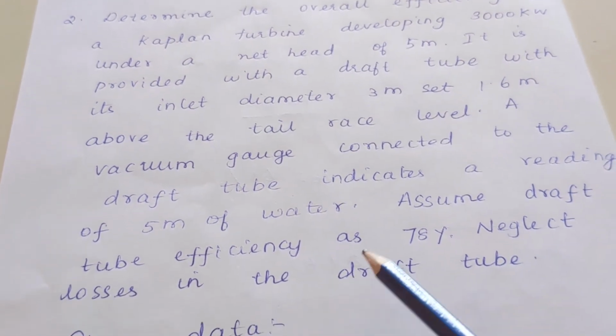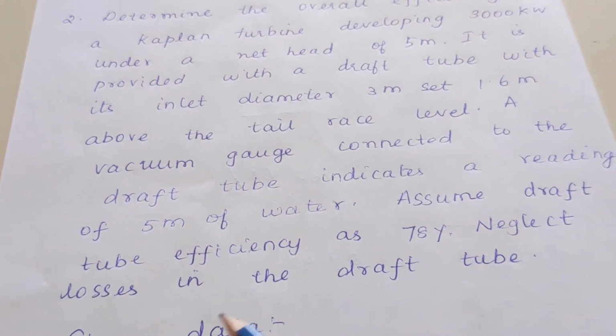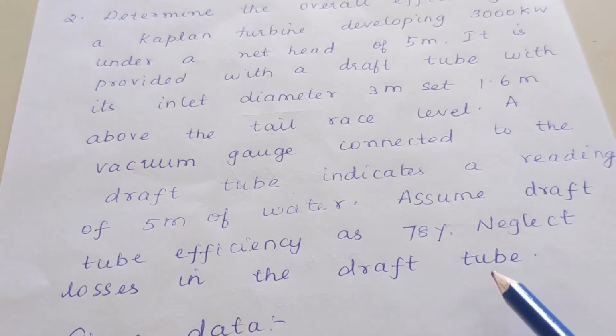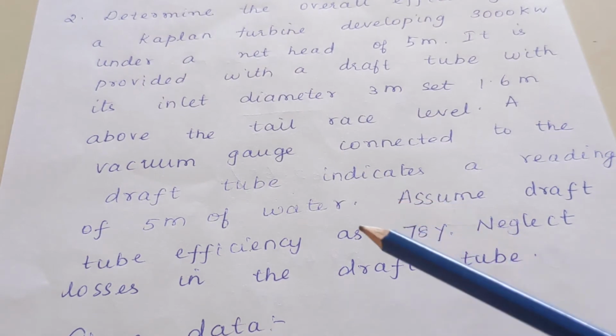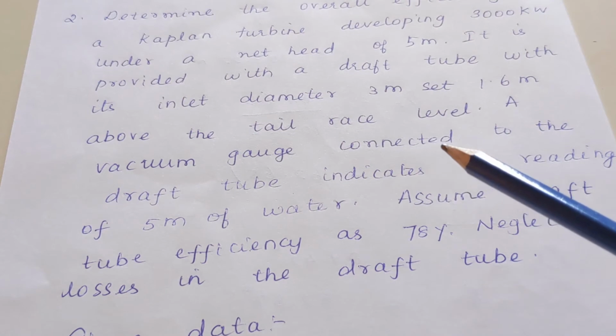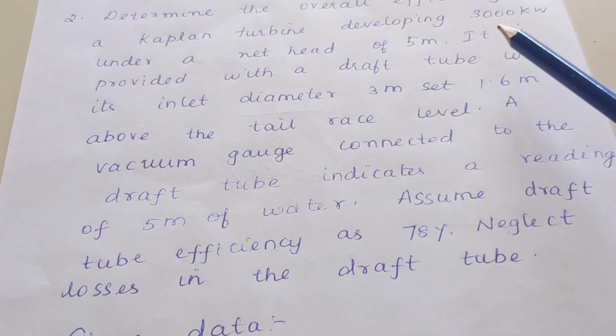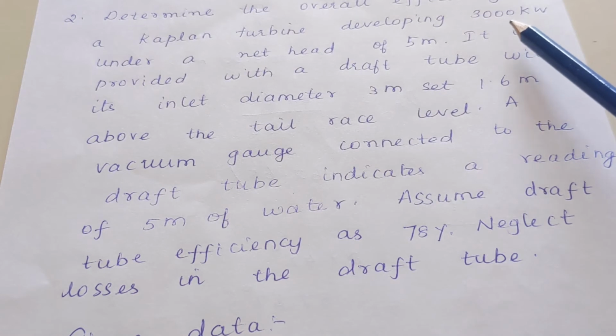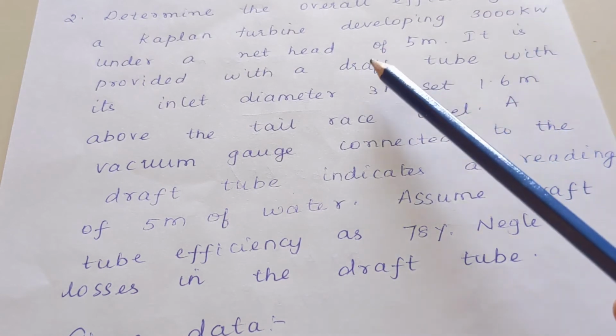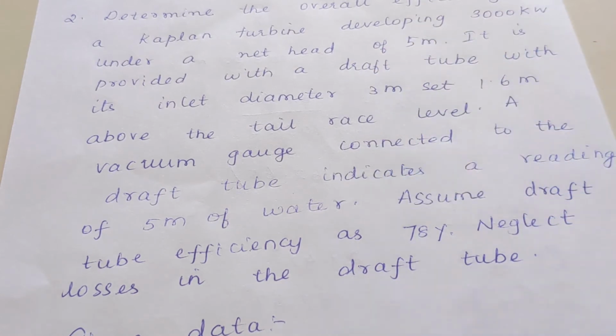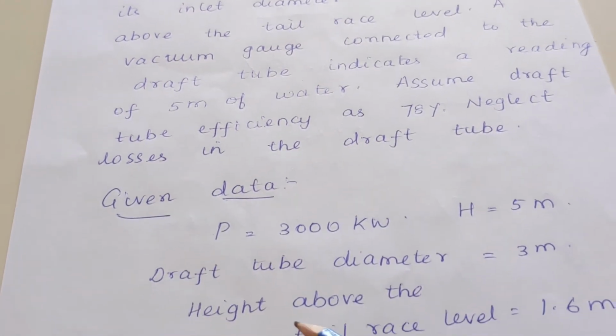Draft tube efficiency as 78%, neglect the losses in the draft tube. So this is a Kaplan turbine. You have to find the overall efficiency of a Kaplan turbine which is producing 3000 kilowatt of power. Okay, and the net head is given. So first you have to write down the given data. Given data, what are the given data?